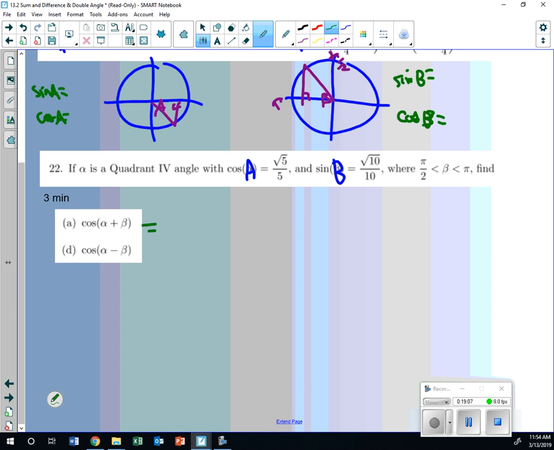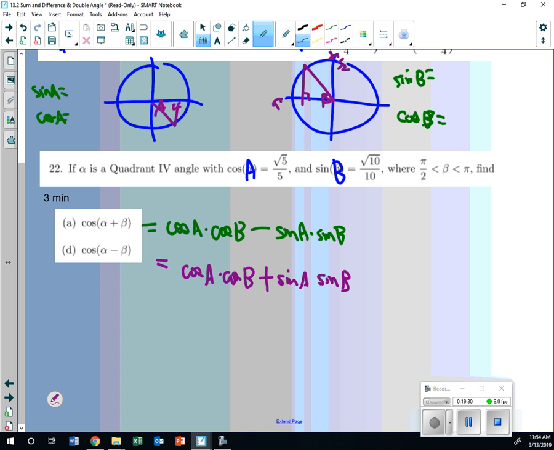And then you just go ahead and answer their question. What's the cosine of alpha plus beta? Co, minus C. Okay, and then this one's going to be the same thing, but there's going to be co, plus C, and you're going to plug those values in.